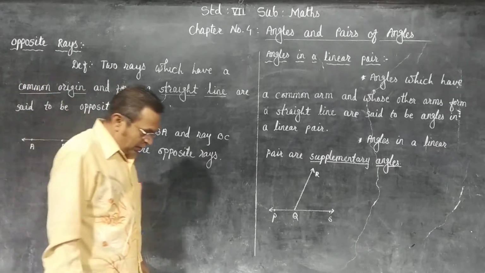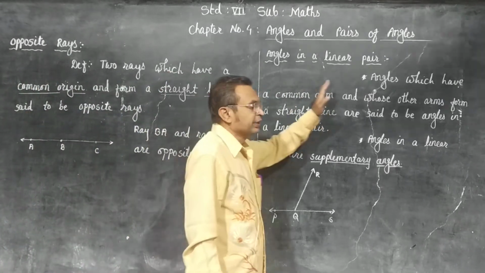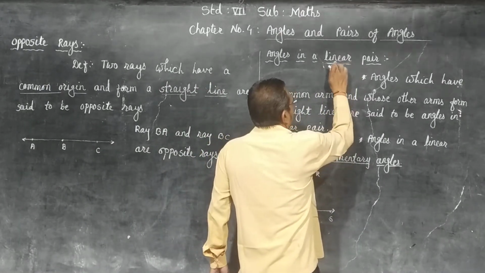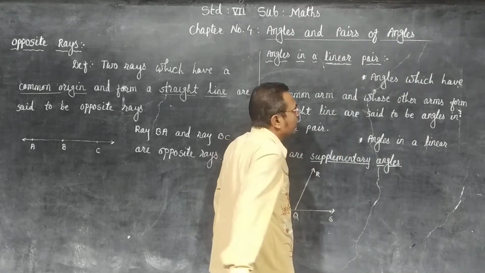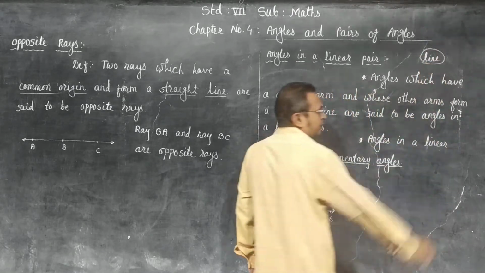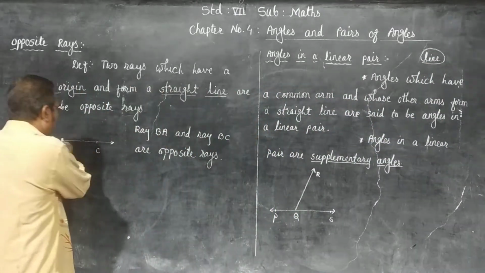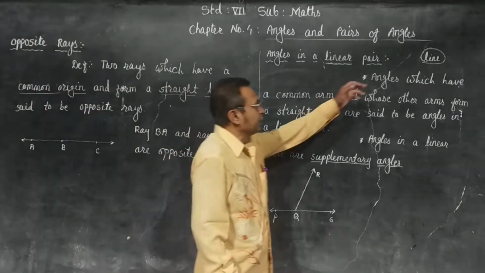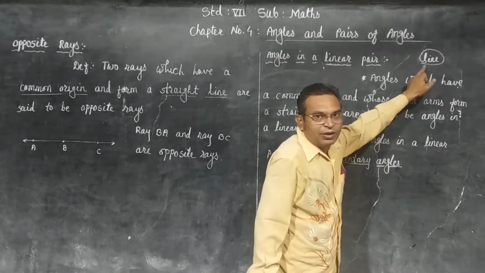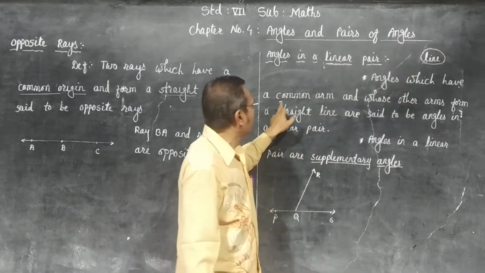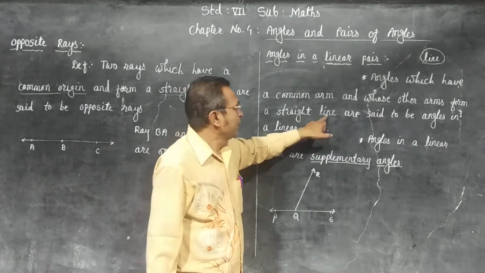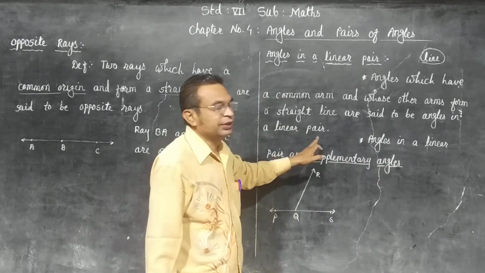Now, next point, angles in a linear pair. Here the known word is linear, or line. This also forms a straight line. The angles that form on a straight line. Angles which have a common arm and whose other arms form a straight line are said to be angles in a linear pair.